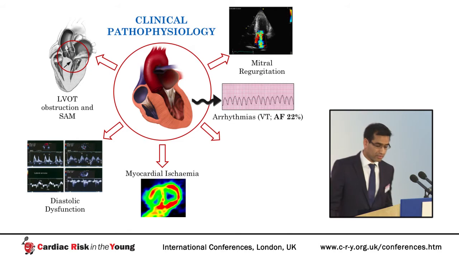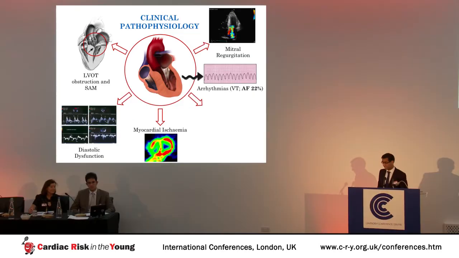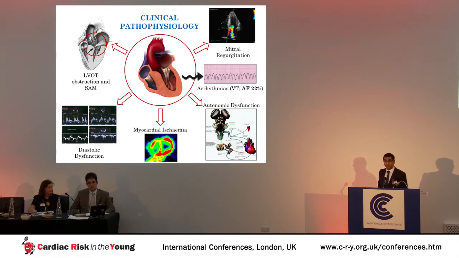And disruption of the normal myocardial architecture with fibrosis can predispose individuals to ventricular arrhythmias such as ventricular tachycardia, but importantly also supraventricular arrhythmias such as atrial fibrillation, which can occur in 22% of patients and is a risk factor for stroke in these individuals. And finally, there's evidence now that autonomic dysfunction may also be present in HCM, which again can account for some of the clinical features such as blunted blood pressure response, which I'll come on to talk about later.